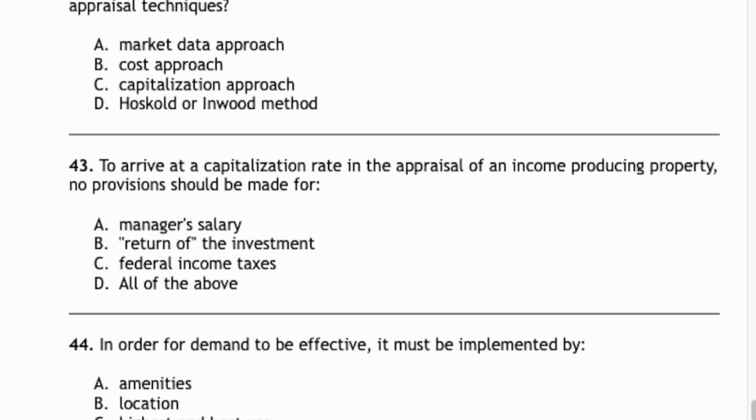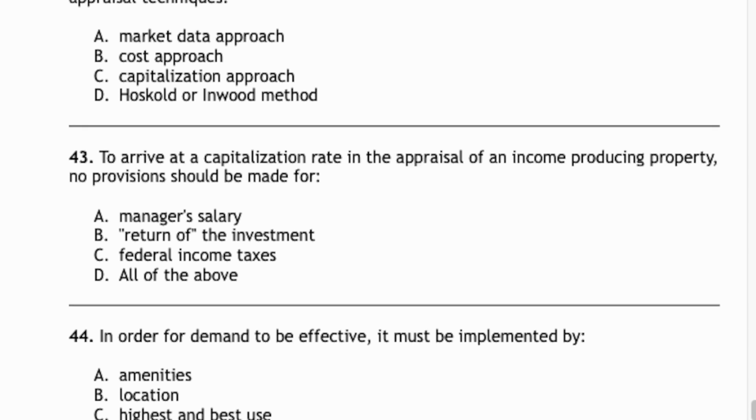43. To arrive at a capitalization rate in the appraisal of an income-producing property, no provision should be made for A, manager's salary, B, return of the investment, C, federal income taxes, or D, all of the above. The answer is federal income taxes. To arrive at a capitalization rate, the appraiser makes an allowance for depreciation or a return of the investment. No provisions are made for federal income taxes that might become due on the income made by the property.